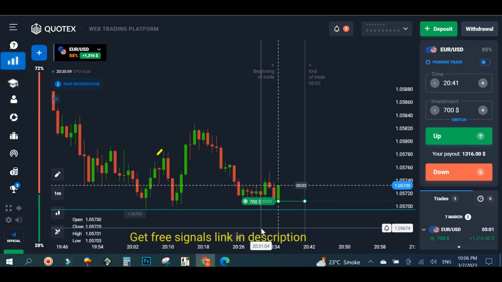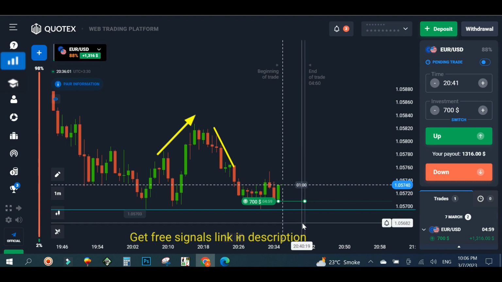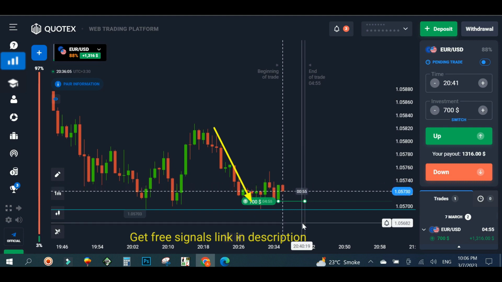It makes a higher high and a higher low. Then the market came back down to the same support line. From here, once again the buyers pushed the market in the upward direction, and the candle that was formed is called a Hanging Man.